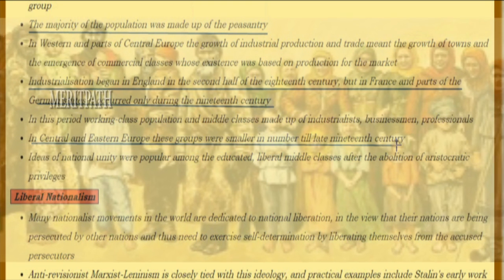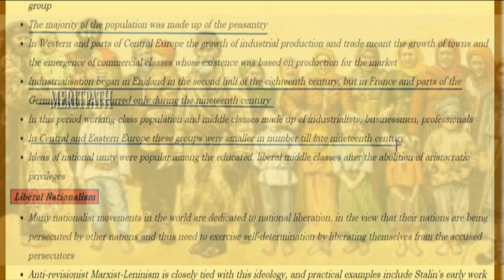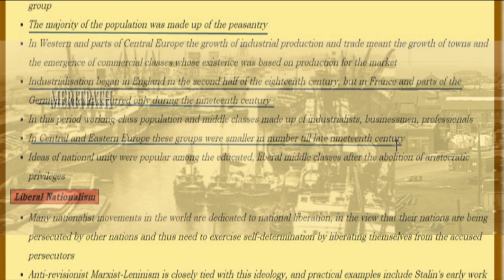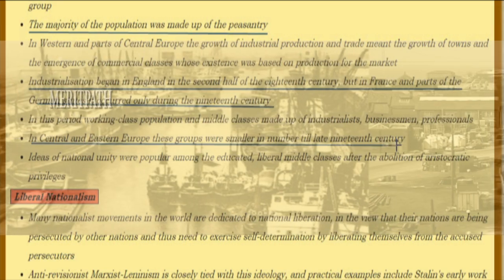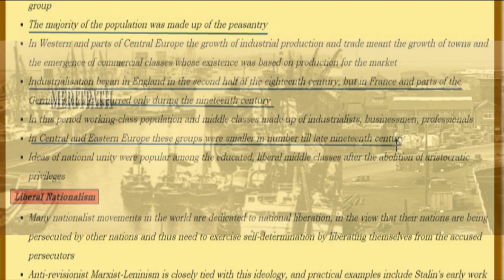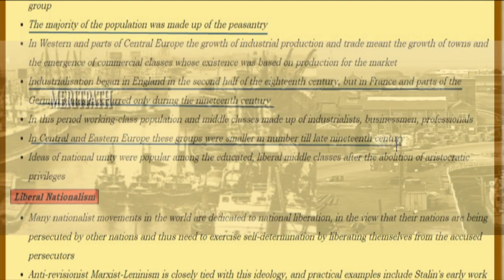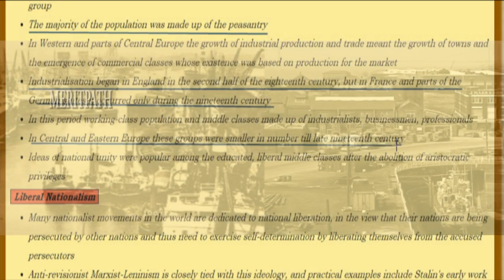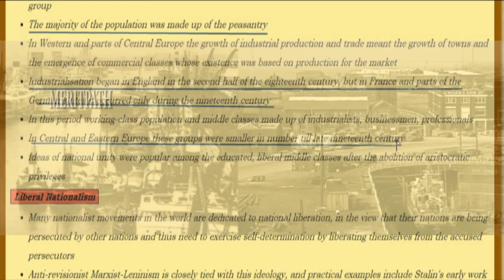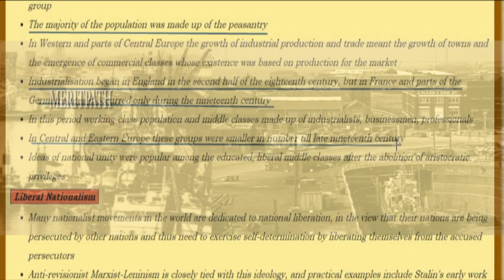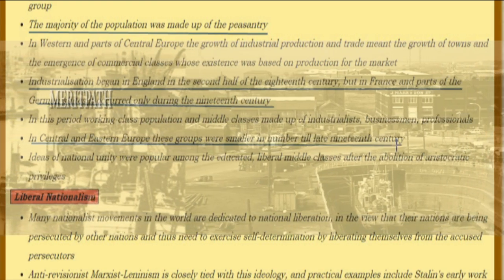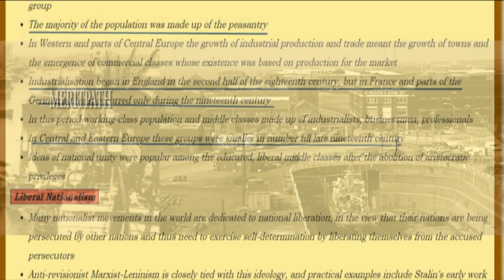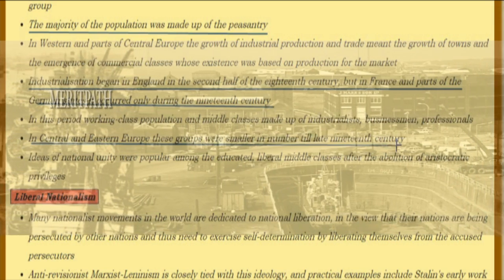In Western and parts of Central Europe, the growth of industrial production and trade meant the growth of towns and emergence of commercial classes whose existence was based on production for the market. Industrialization began in England in the second half of the 18th century, but in France and parts of the German states, it occurred only during the 19th century.